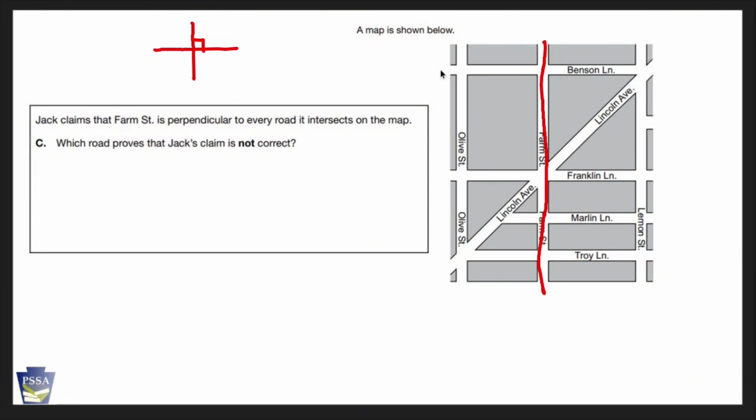Well, Benson is correct because Benson creates that plus sign. Oh no, but Lincoln does not do that. Lincoln does not give you those perfect 90-degree angles. So which road proves that Jack's claim is not correct? Lincoln Avenue. That's a letter N, isn't it? Yep, so let's erase that and pretend that never happened and turn it back into Avenue.